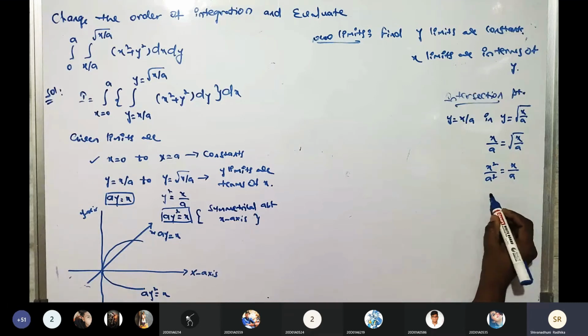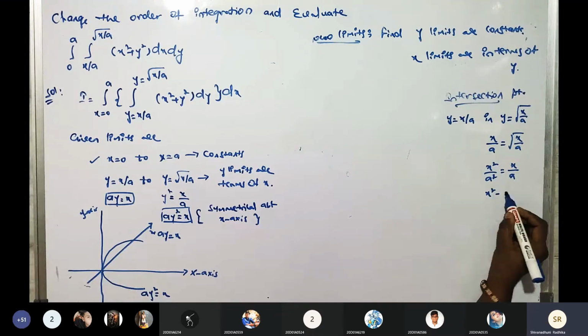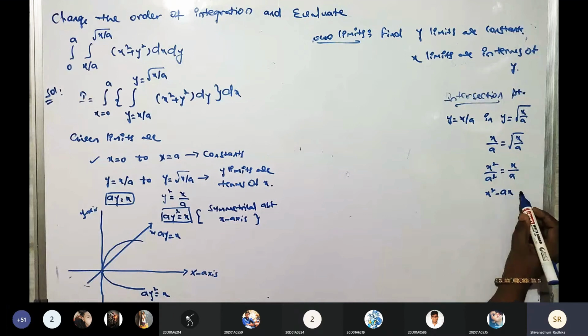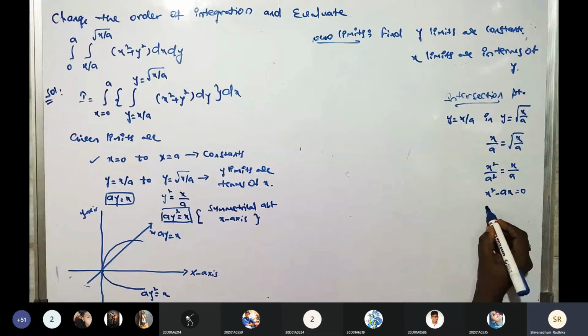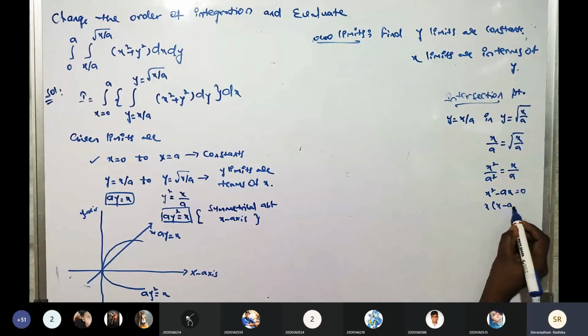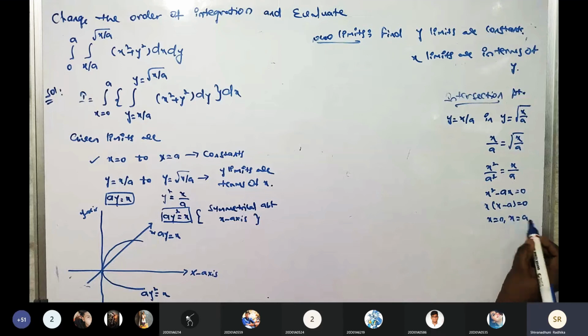A gets cancelled here. Cross multiplication gives x square equals a into x. Again, taking it from the right side to the left side, x square minus ax equals 0. Taking x as common, x times (x minus a) equals 0. Then x equals 0 and x equals a. I'm getting the two points.